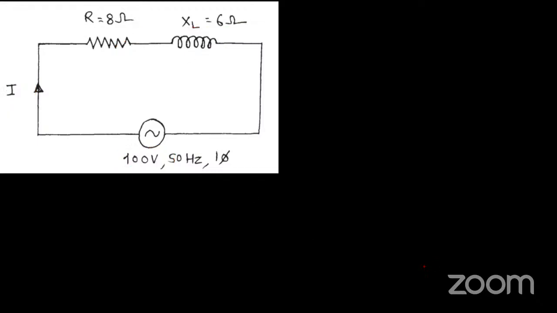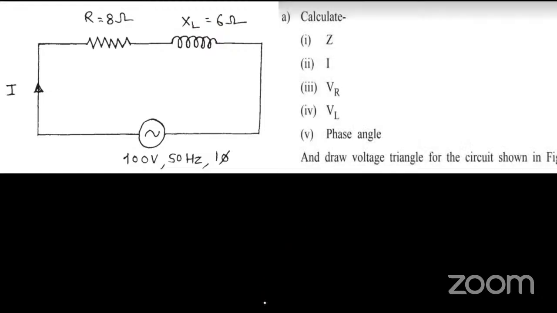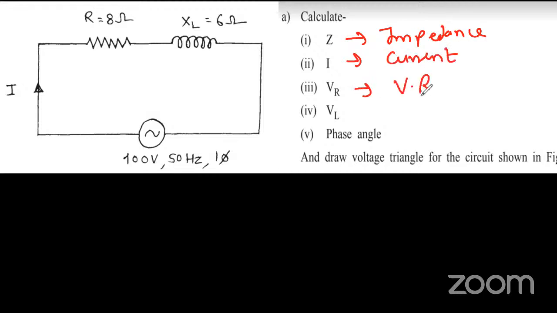Now what do we have to find out? Let's see what they asked in the question. Calculate Z, the impedance. Calculate I, that is the current. VR, that is the voltage across resistor. VL, that is the voltage across inductor. Phase angle, meaning phi. And then draw the voltage triangle. This is for 6 marks. It's a very important question, to draw the voltage triangle at the last one.